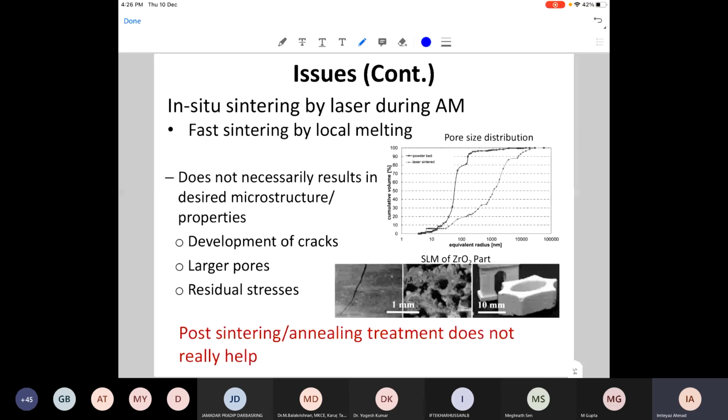Now, other issues with the AM is, for example, this is selective laser. Here the example is from selective laser melting or selective laser sintering. This is a zirconia part, and you can see the surface, these pores. You can see these pores.